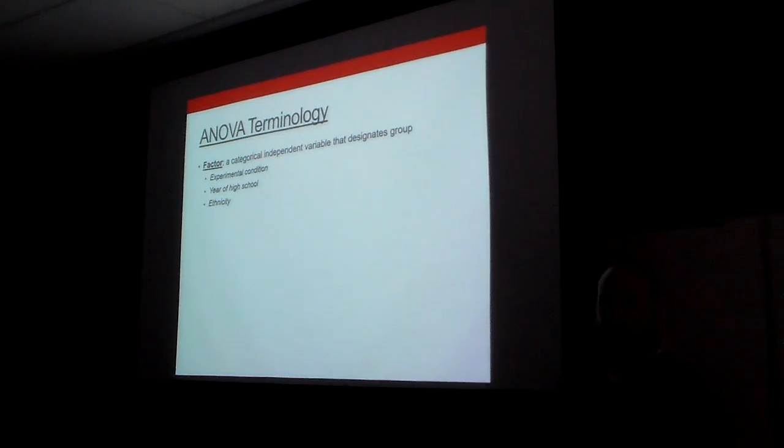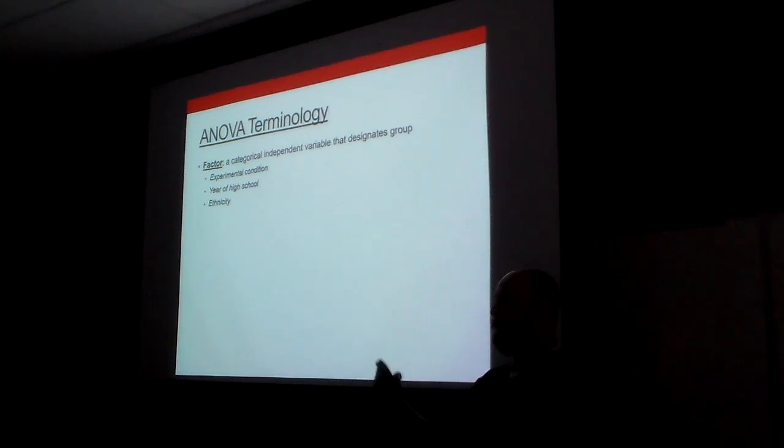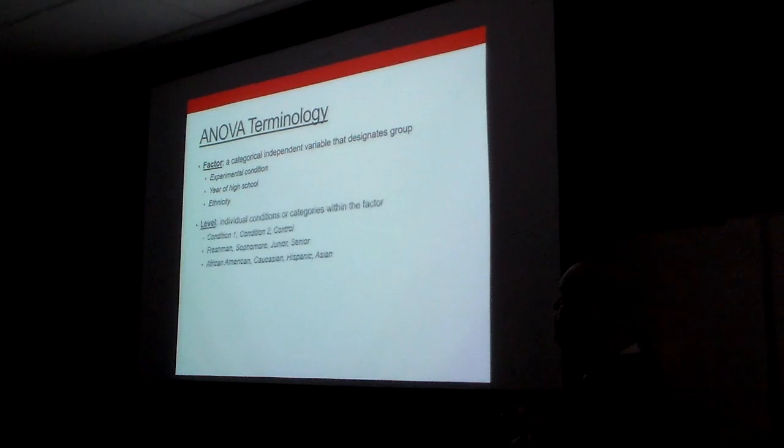Today, there's no reason for that, right? But in general, if I'm running experimental design, I have this control group and this group and this group, and these are sort of orthogonal conditions, this is where your ANOVA starts to come into best play. Okay? So factor is our categorical IV. Level are the individual conditions or categories within that factor. So condition 1, 2, 3, freshman, sophomore, junior, senior, African American, Caucasian, Hispanic, Asian. If these are my factors, these are the individual levels of my factor.